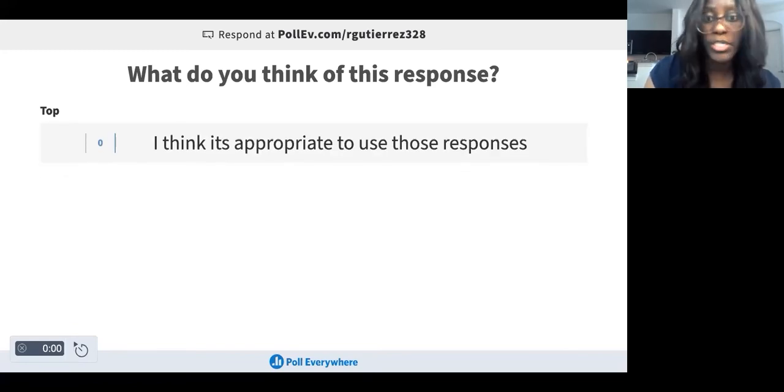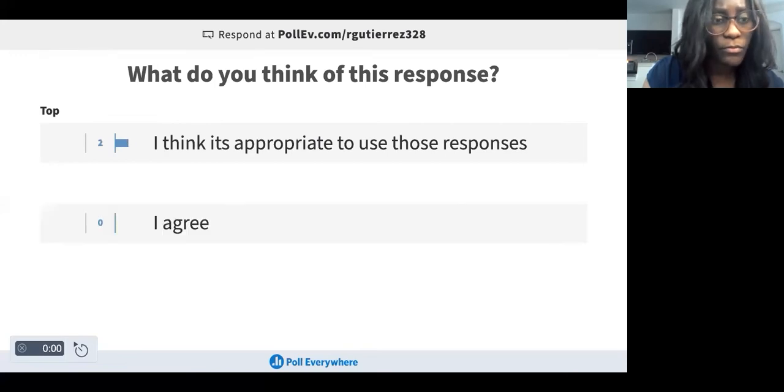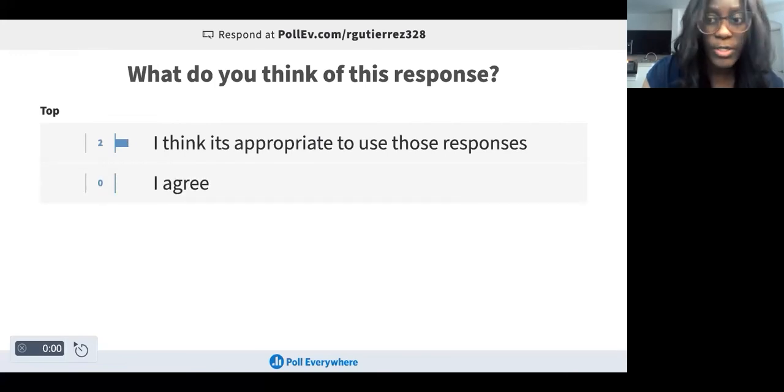Okay, so I think it's appropriate to use those responses. Okay, someone else also agrees with that? Are there things that we would add or change to the responses that we saw? Keeping in mind what action stands for.